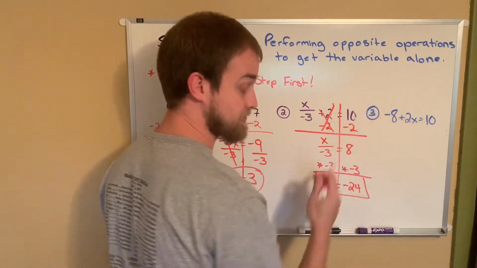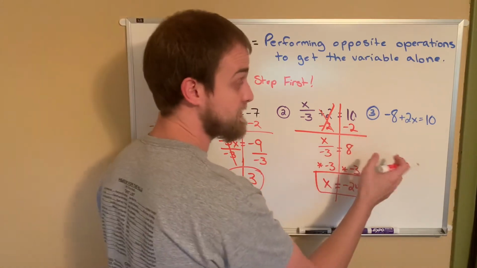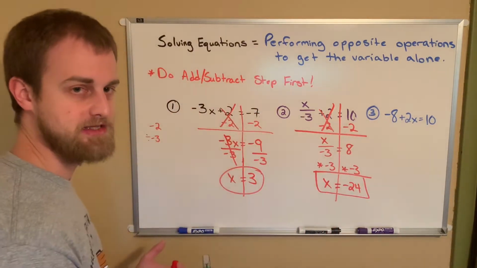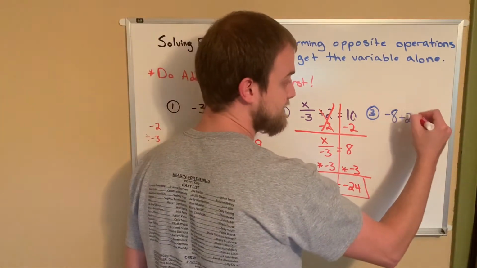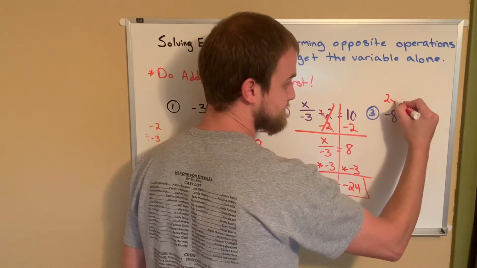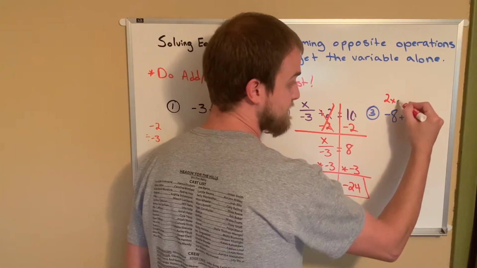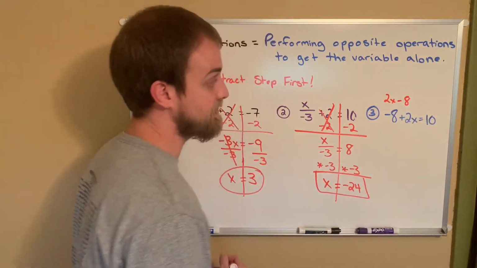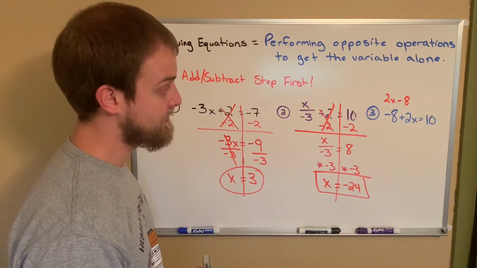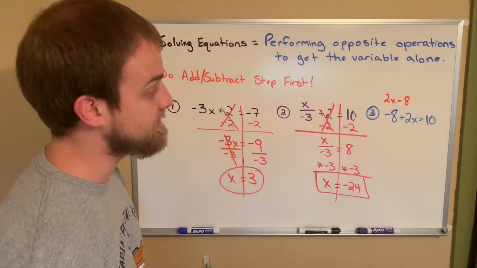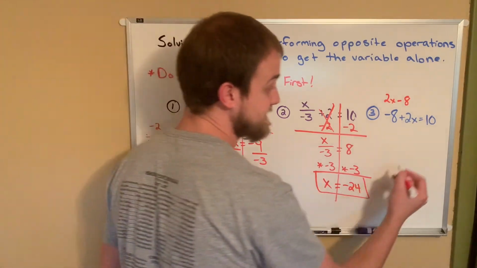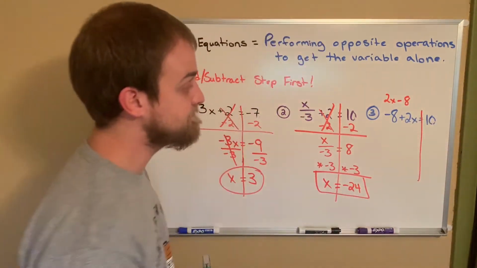We can either treat this as is, or we can rewrite this in the order that we like. If we did that, that would be +2x. And again, my signs will follow my terms, and that would be -8. So either way, it's going to work here, but I'm going to show you how to treat it as it is. Again, we split at the equal sign.